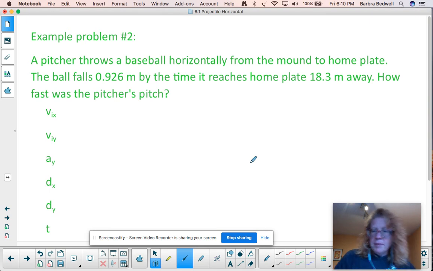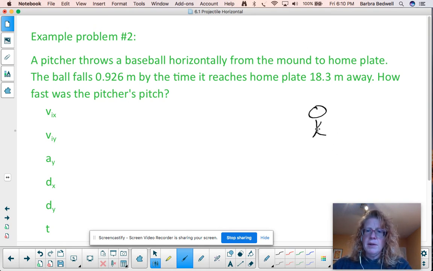All right, so here's what I'm going to do. A pitcher throws a baseball horizontally from the mound to the home plate. So what do we got here? We got a dude, right? Here he is. There we go. And he's throwing the ball. And then the ball falls about 1 meter. So he's throwing it this way, like that, and it's crossing home plate.